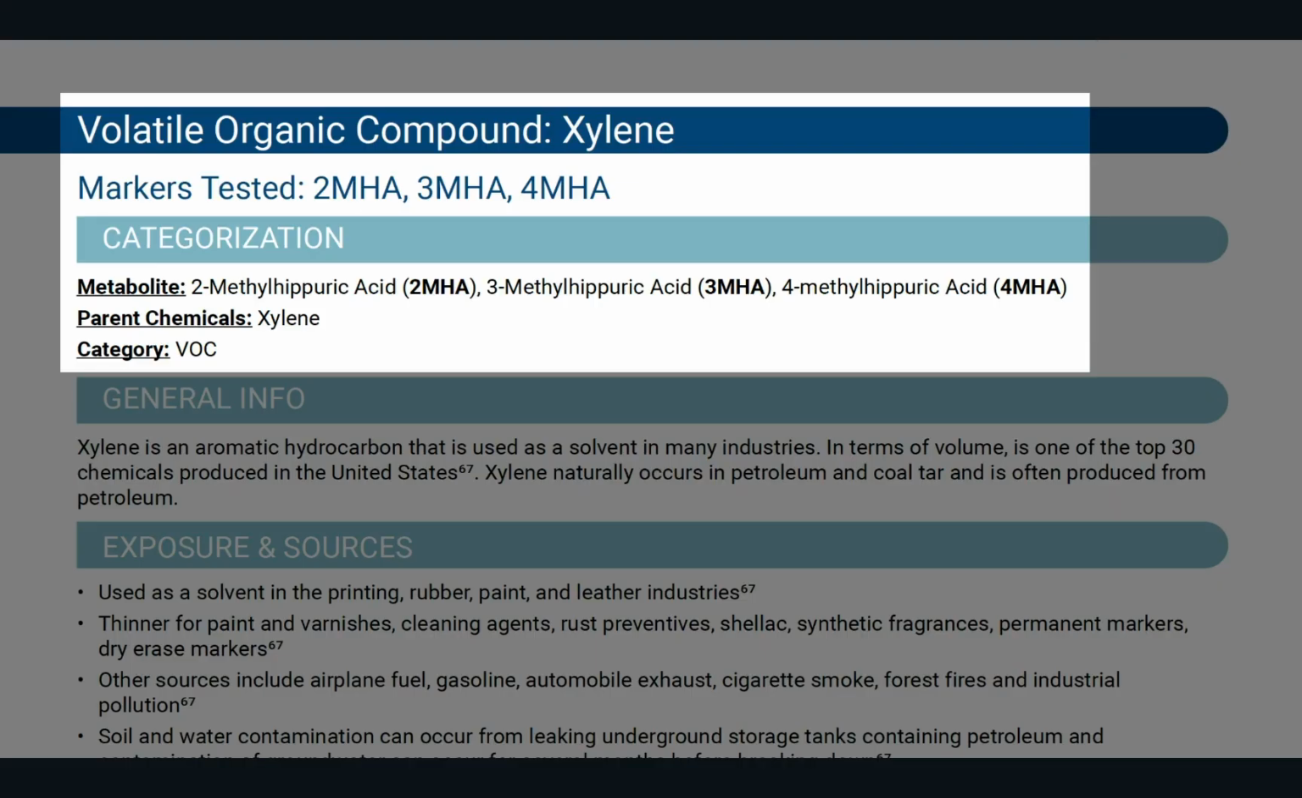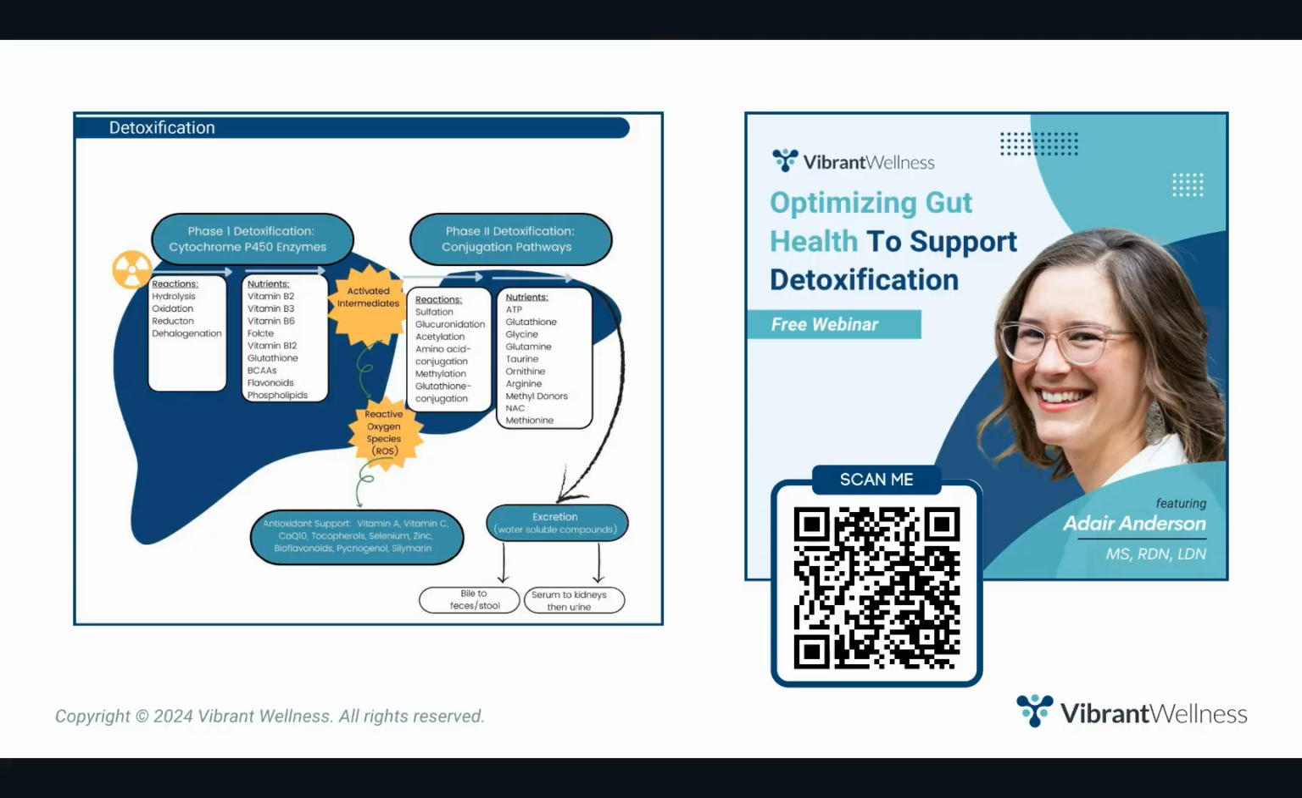As a reminder, Vibrant Environmental Toxins measures mainly metabolites of these parent compounds, basically what comes out in your urine after your liver turns these oily compounds into water-soluble metabolites. For example, 2-MHA, 3-MHA, and 4-MHA are all metabolites of the parent compound xylene. If you want a refresher on liver biotransformation and detoxification, check out pages 50 through 55 of the Environmental Toxins Guide, or consider watching the YouTube video linked by QR code on your screen.